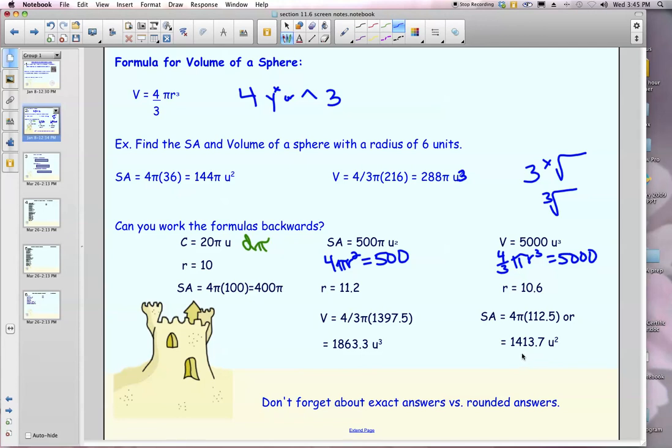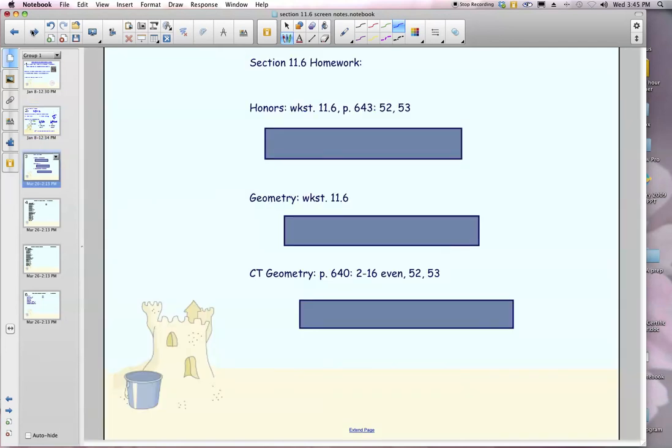Then you stick that into whatever formula you need. That is the end of this lesson. The homework is as follows.